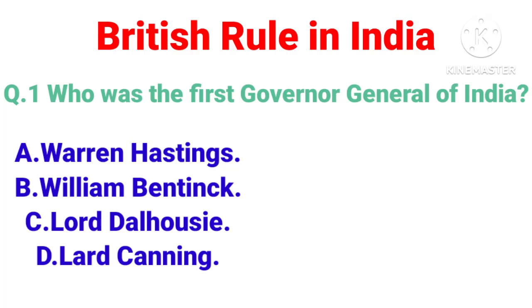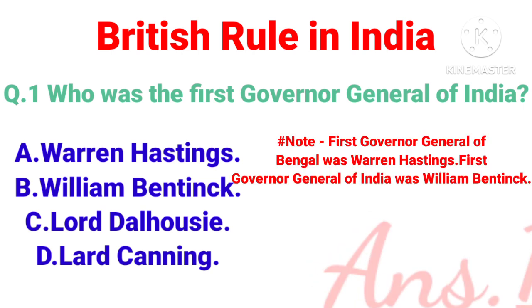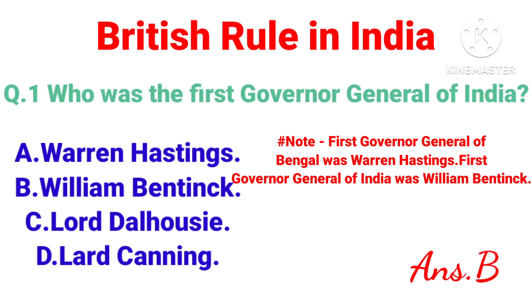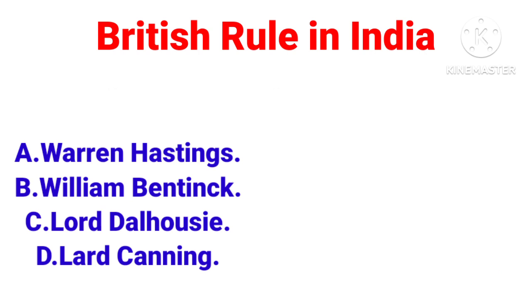Question number 1. Who was the first Governor General of India? Option A. Warren Hastings. Option B. William Bentinck. Option C. Lord Dalhousie. And option D. Lord Canning. So the correct answer is option B. William Bentinck. First Governor General of Bengal was Warren Hastings. First Governor General of India was William Bentinck.